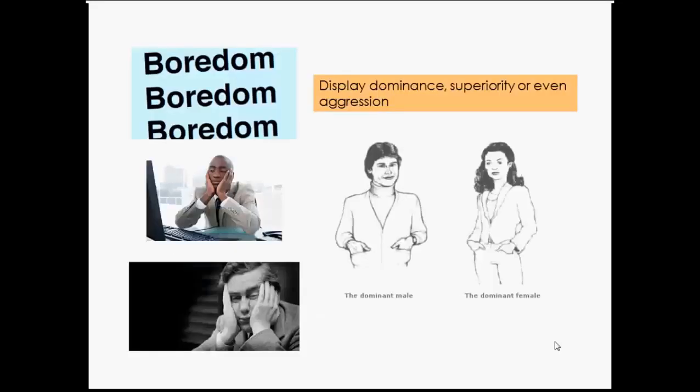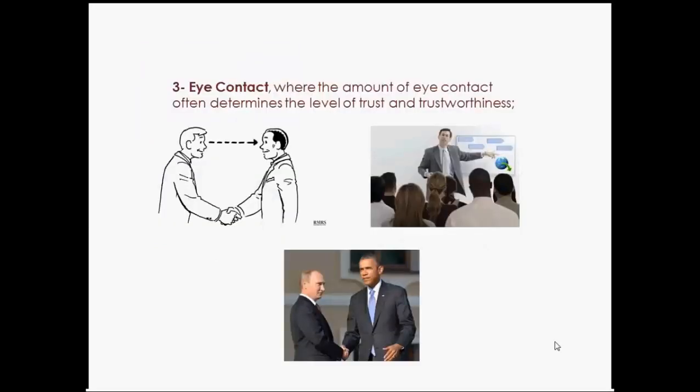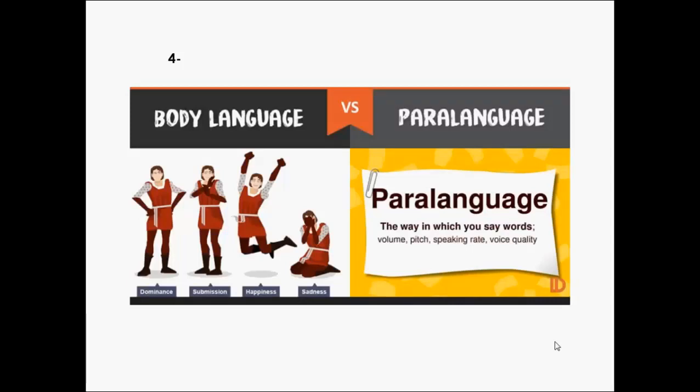Nothing important really, just an idea, is he bored, is he in trouble, it depends really. These are just guesses. Eye contact is important, that's what you need to know. Body language here shows happiness, submission, fear, dominance and control, sadness. Paralanguage is the way in which you say words: the volume, the pitch, the tone, speaking rate, how fast, voice quality. It tells us about you.